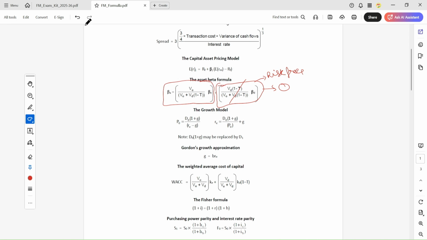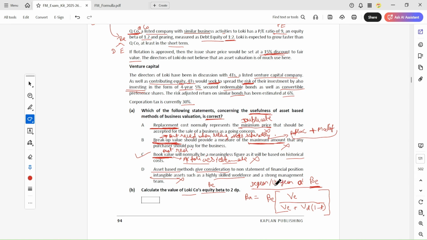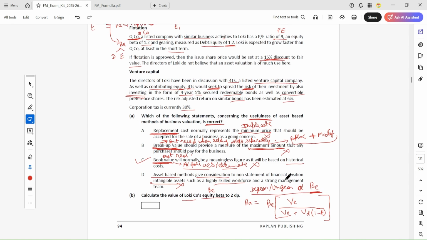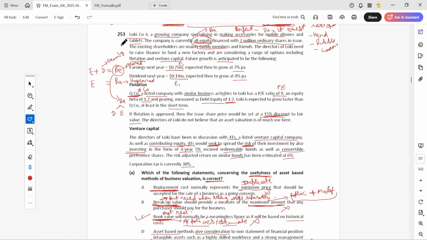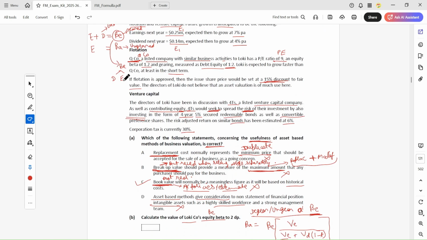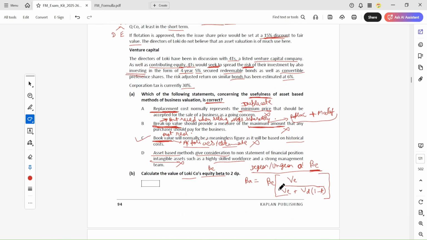So in order to calculate the asset beta, we need to use this formula. The asset beta or the ungeared beta, because our company is ungeared, we don't have the debt, and this company has the debt and it's given the equity beta which includes the debt. So now we have to remove the effect of debt, so we are calculating the asset beta.